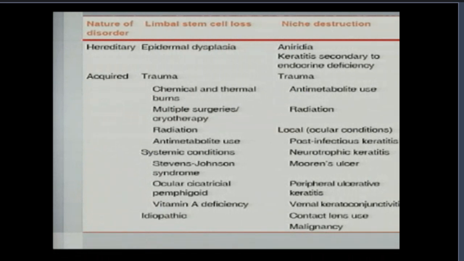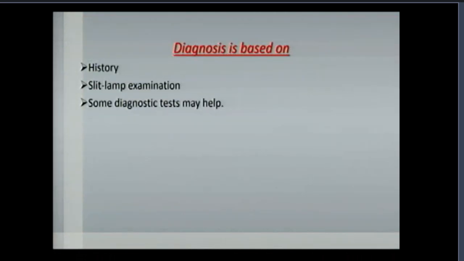So it could be something hereditary, like aniridia, could be related to trauma, chronic contact lens use, chemical injury, multiple surgery, radiation, anti-metabolite, anti-glaucoma use, Mooren's ulcer, infection, keratitis, vitamin A deficiency. So there is a long list of causes that can cause limbal stem cell deficiency.